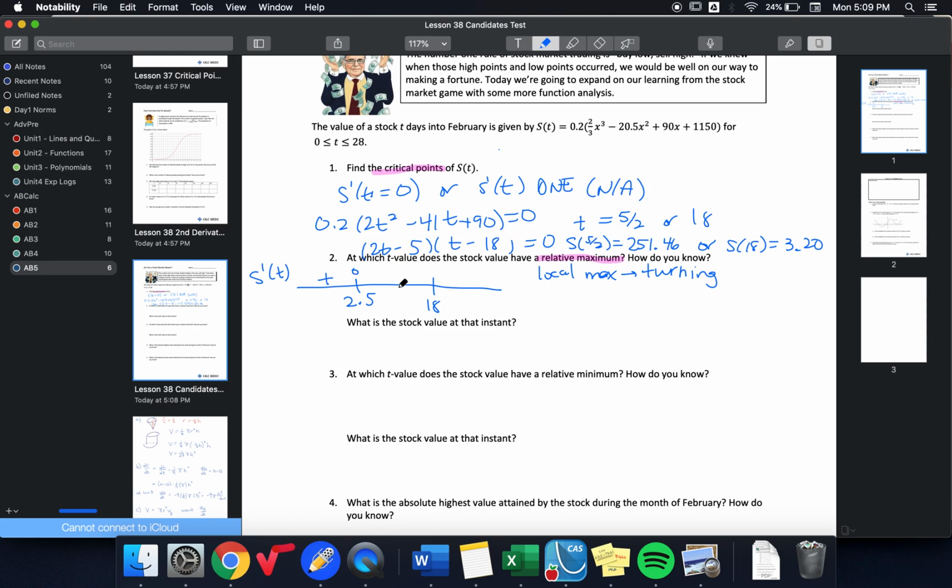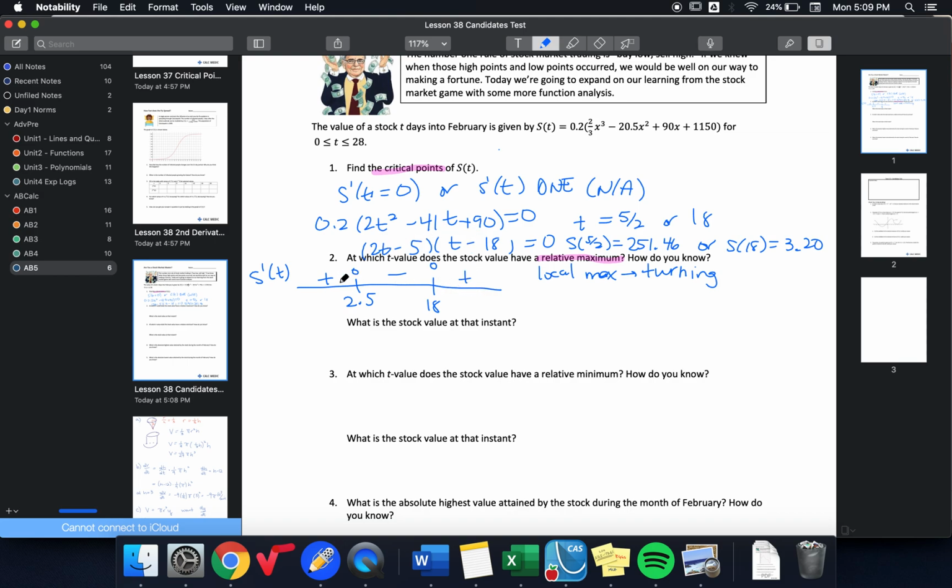Picking a number in between these two, I'm going to pick something like 10. Then I'll get positive times negative, so that's going to be negative. I know at 18 it was 0. A number bigger than 18, like 20, positive times positive is positive.